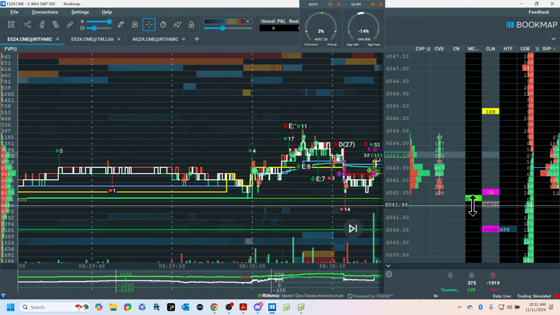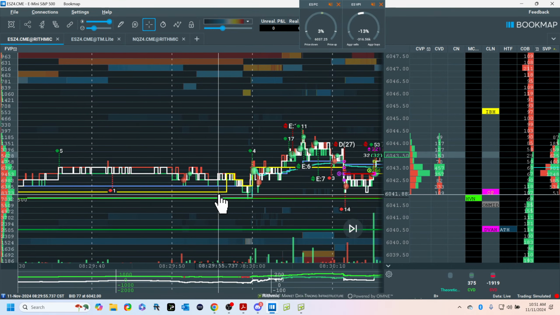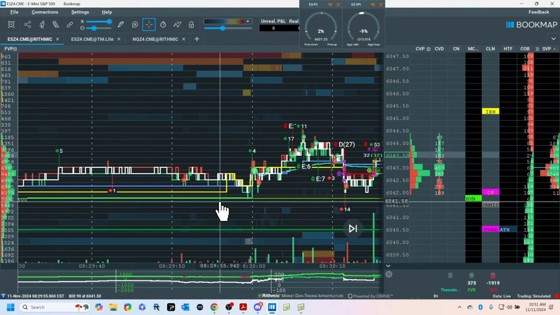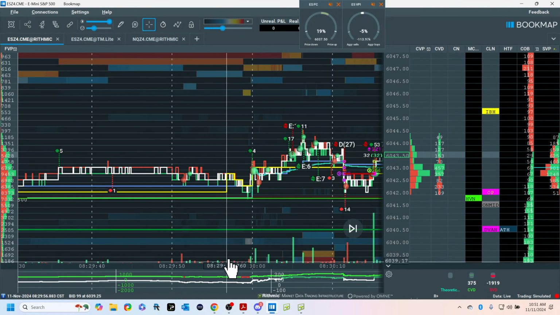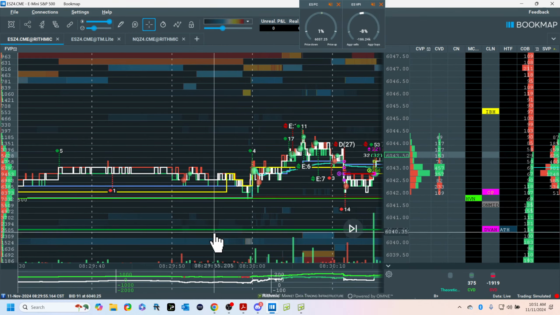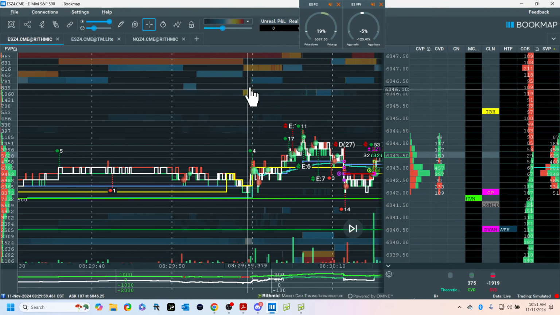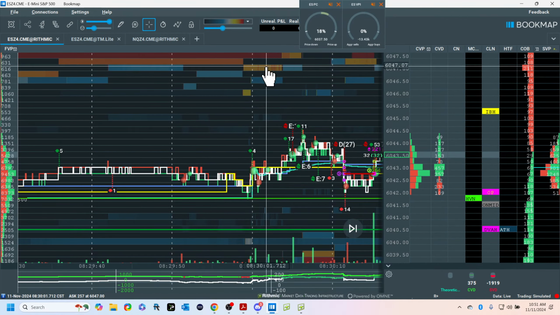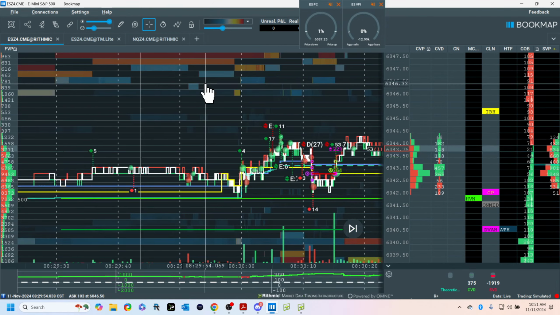RTH open, there it is. I have a high probability, remember, ETH retail price. So what am I doing? I'm opening in something called balance. Balance means two sides are active, and this is from the ETH. So that shows me that I have two sides, and I've been mean reverting in the ETH. So ETH shows me two-sided trade.